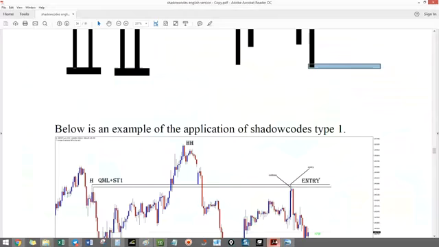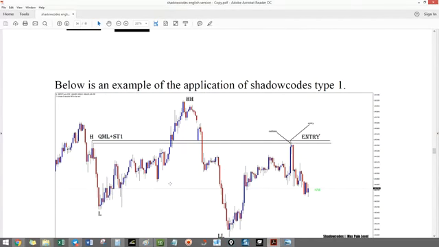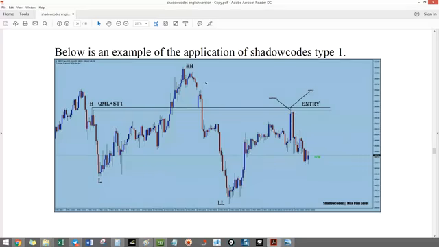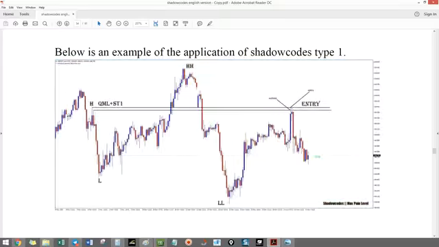Okay, let's continue reading this. Below is an example of the application of Shadowcode type 1 using QM. So this is the application of ST1 using QM. This high, low, higher high, lower low. And then we will have our entry here. Why I write cut loss here is because it's floating. Once it's floating, you just cut and then get ready to enter at the ST1 high.